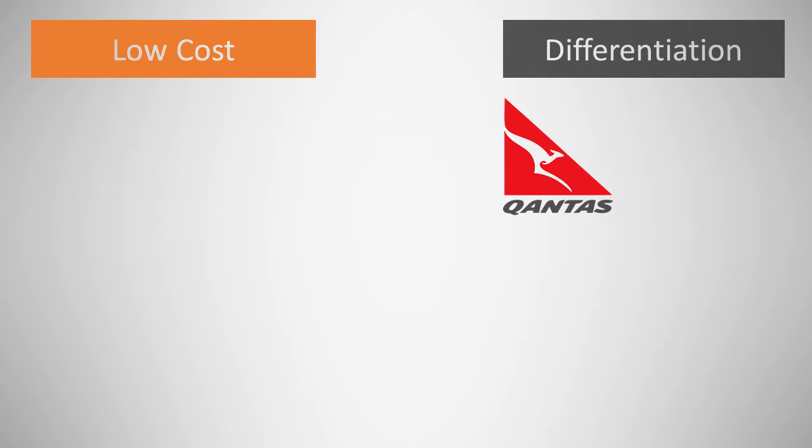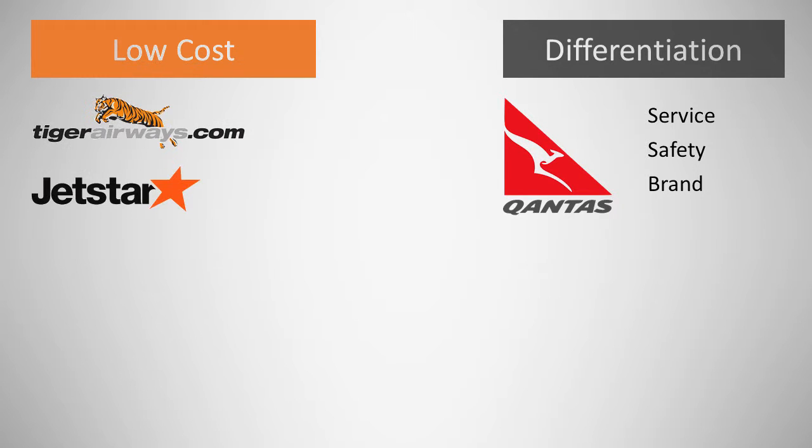Qantas is the national carrier and uses a differentiation strategy. It uses marketing communications to evoke the national spirit, and it prides itself on service and safety. It relies heavily on its brand name as a leader in the industry. At the other end are Jetstar or Tiger Airways, who promote themselves as having flights at the cheapest possible prices. They provide very little service or features like in-flight entertainment and rely on the online distribution channel rather than travel agents. They aim to be low-cost leaders.